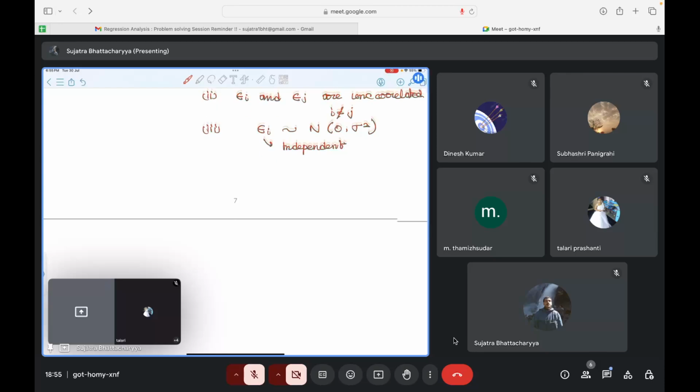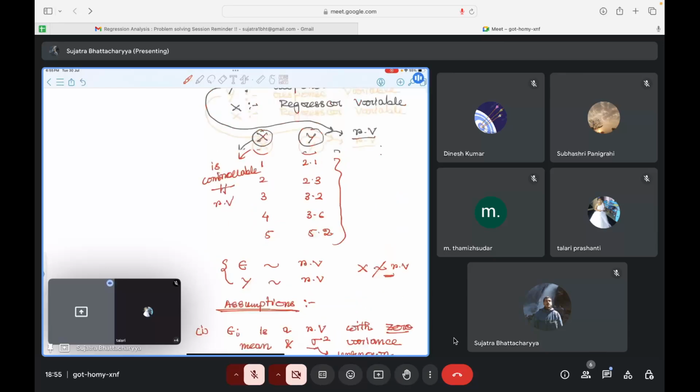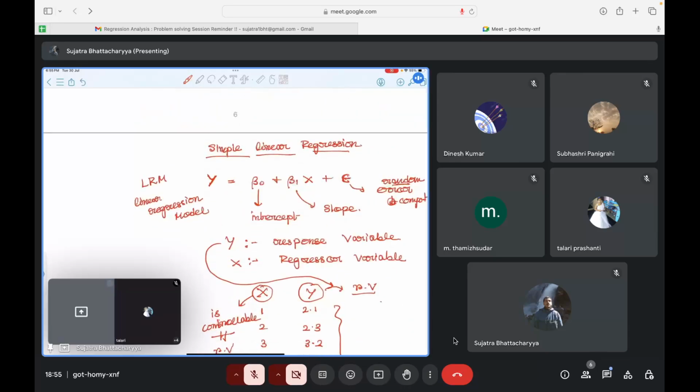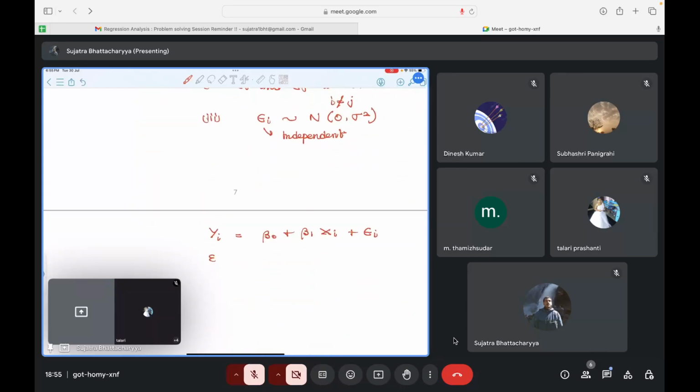Now, if I look at this yi, which is nothing but beta naught plus beta 1 xi plus epsilon. This is the linear regression model, LRM, which looks like this, correct? Now, E of yi, if I have to write it, what will I do? It will be the expectation value of the entire thing, beta naught plus beta 1 xi plus epsilon.